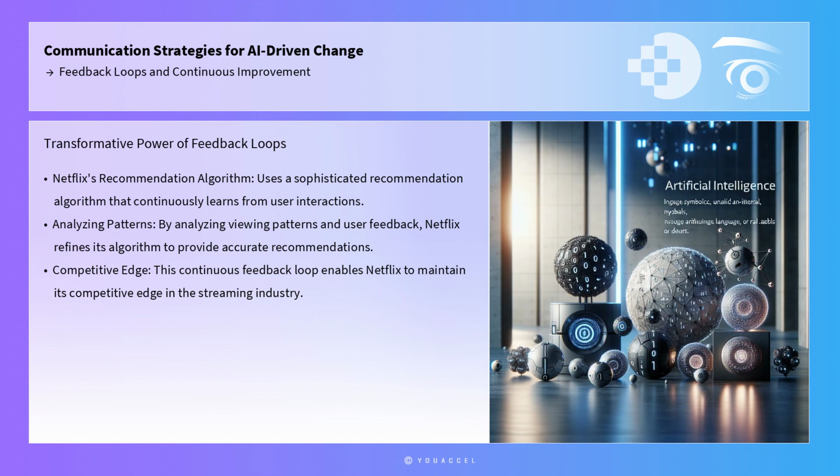Real-world examples further illustrate the transformative power of feedback loops and continuous improvement. Netflix, for example, uses a sophisticated recommendation algorithm that continuously learns from user interactions. By analyzing viewing patterns and user feedback, Netflix can refine its algorithm to provide more accurate and personalized recommendations, enhancing user satisfaction and engagement. This continuous feedback loop enables Netflix to maintain its competitive edge in the streaming industry.